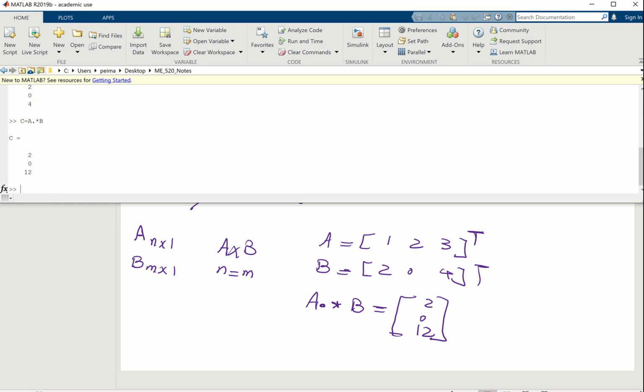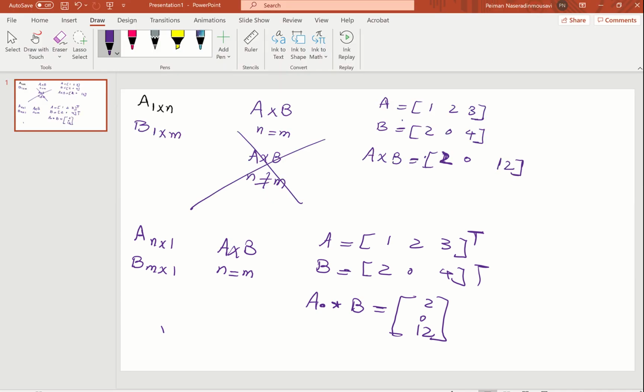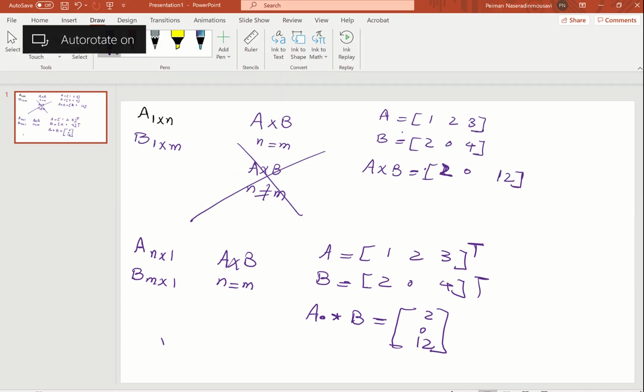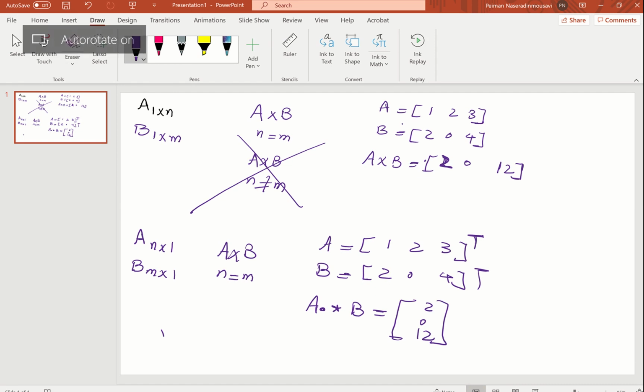This is very basic, guys. Multiplying two vectors together, multiplying two columns together. That's right. Now let us go a little further in Matlab. Let's say I want to multiply a vector of this to a column of this. So this is a vector and this is a column.